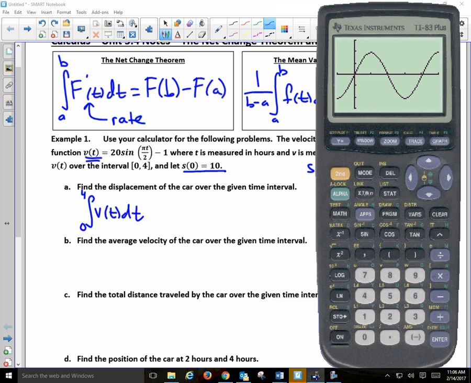So I'm going to actually evaluate this. I go second calculate. I grab number 7. And the lower limit is 0. The upper limit is 4. And your calculator is amazing. And I get negative 4. Negative 4 what?